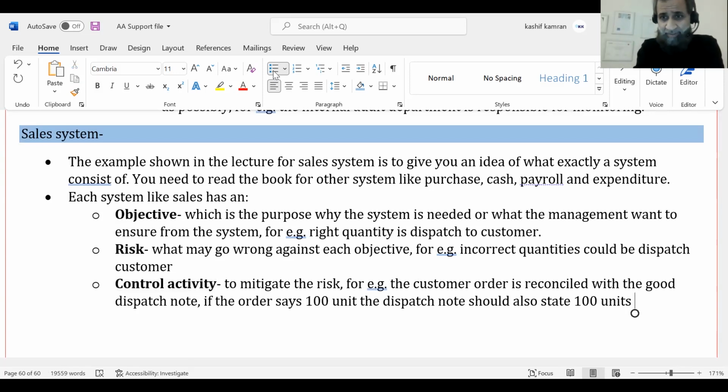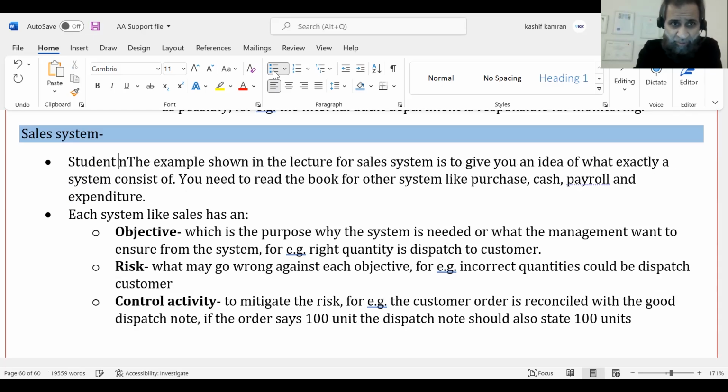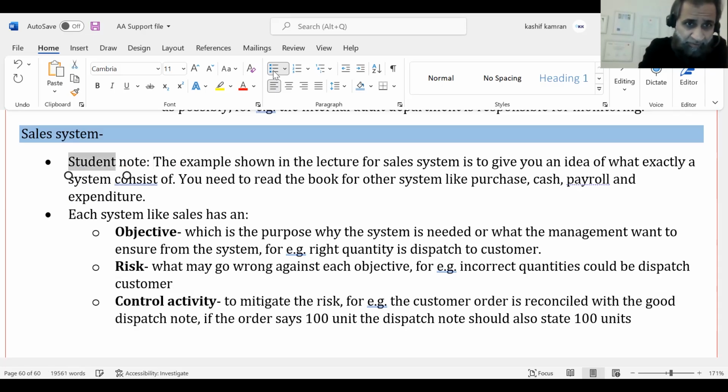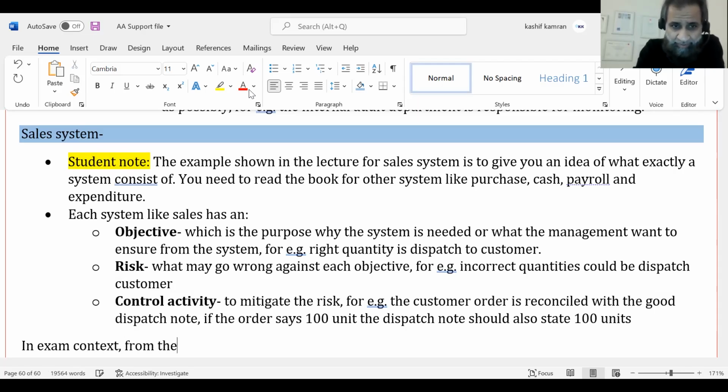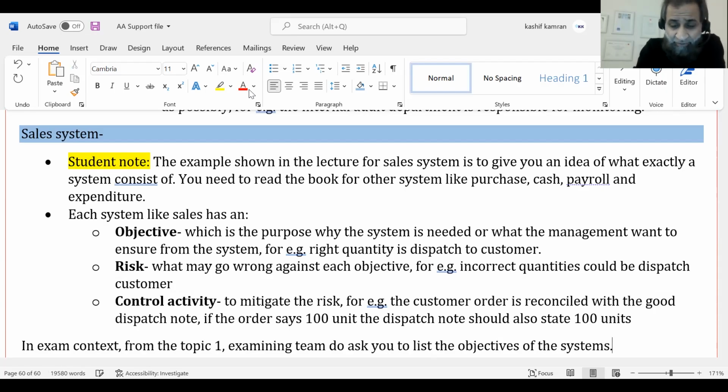Now, what happens is that when you go through these systems from the book, this is basically a student note that you have to read the books, please. This is one recommendable area where I'm asking you to read the books. Now, what will happen? In exam context, from this topic 1, the examining team do ask you to list the objectives of the systems. That is it from the topic 1.